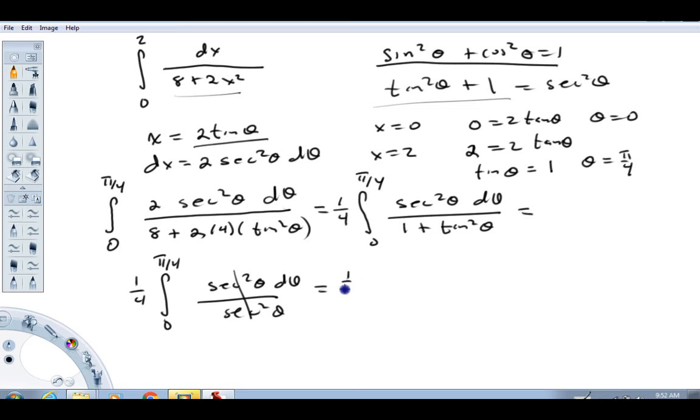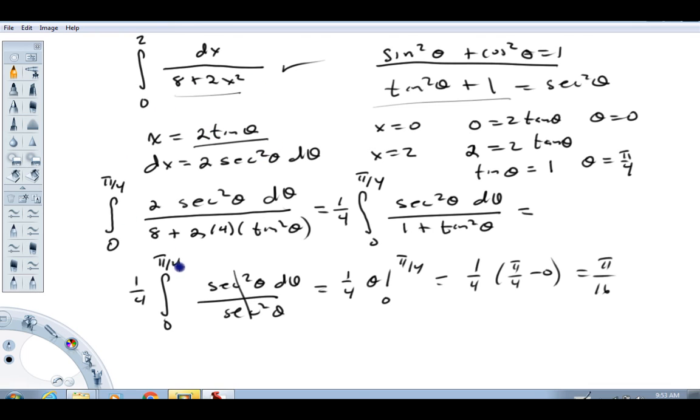All right, so then we end up with 1/4. Now the integral of d theta is theta, evaluated from 0 to pi over 4. So this is going to be 1/4 times pi over 4 minus 0, which is pi over 16. So there's the value of that integral. Again, the big thing is using the trigonometric form of the Pythagorean theorem to make an appropriate substitution that will simplify your integral down.